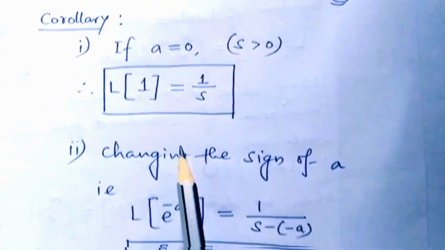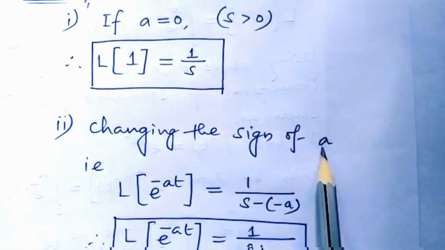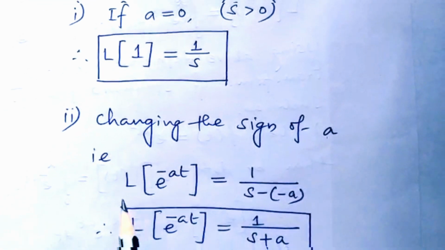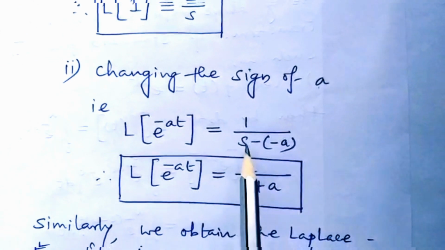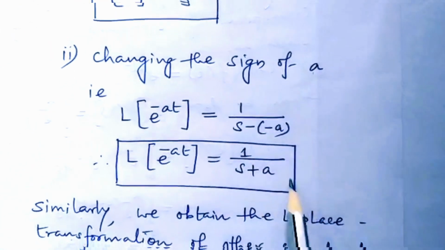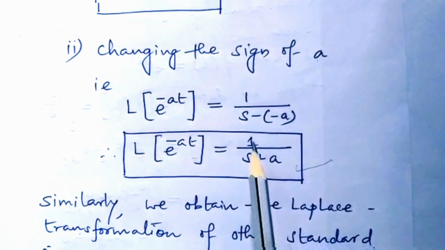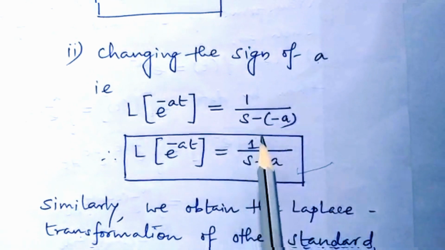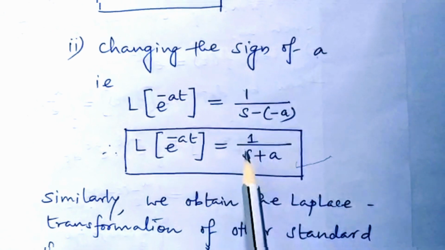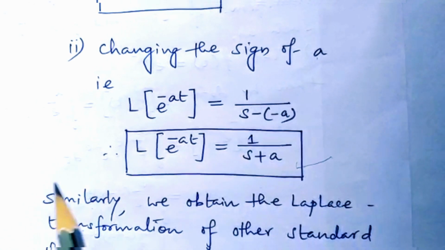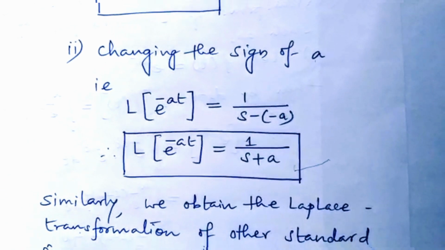And further, in e to the power of at, if I change the sign of the coefficient a to minus a, then we will have the Laplace of e to the power of minus at equal to 1 divided by s minus of minus a, which in turn is 1 divided by s plus a. So we have seen the Laplace transform of e raised to at is 1 divided by s minus a, whereas the Laplace transform of e raised to minus at is 1 divided by s plus a. And we know that e to the power of at or e to the power of minus at, both are exponential functions.